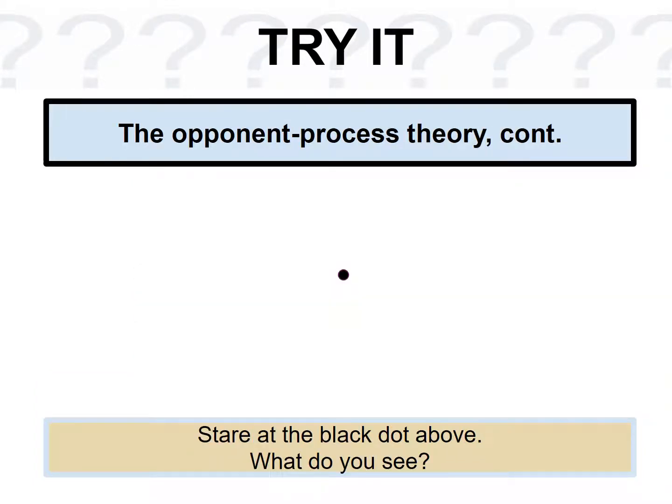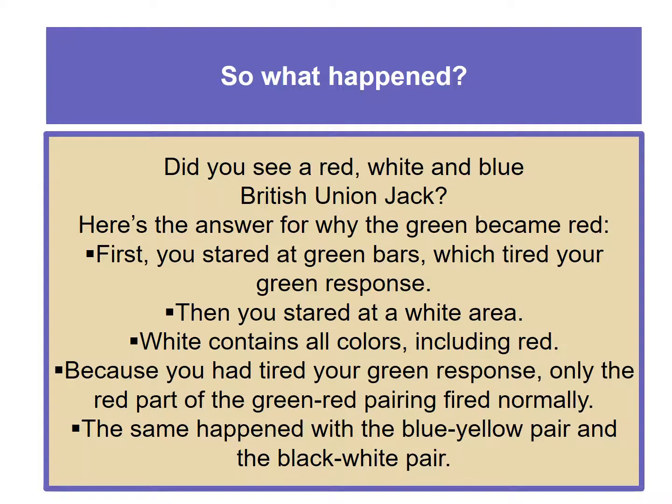The opponent process theory continued. So now stare at the black dot. What do you see? You've just looked at the color one for a minute and you're going to look at this for about 10 seconds. And what do you see? Did you see a red, white, and blue British Union Jack, which was the symbol you looked at?